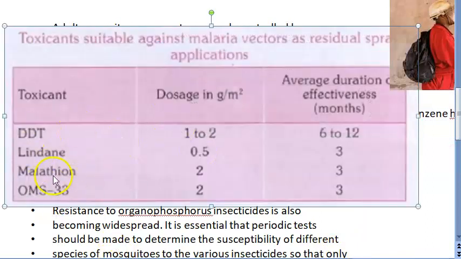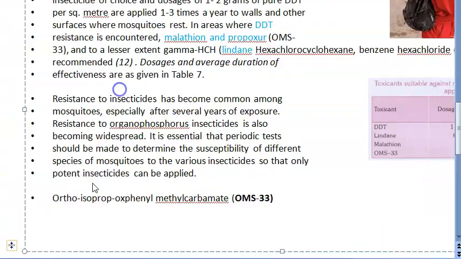So what are the residual sprays you will put? DDT, lindane, malathion, OMS. What is OMS 33? See, guys, this OMS 33 is actually for Anopheles mosquitoes. It is an insecticide. It's nothing but ortho isopropyl phenyl methyl carbamate. So easy, right? Wow.